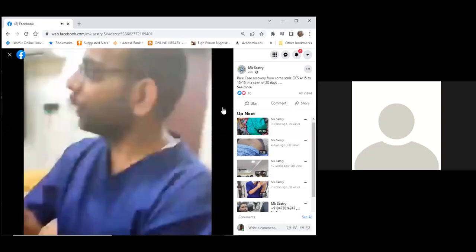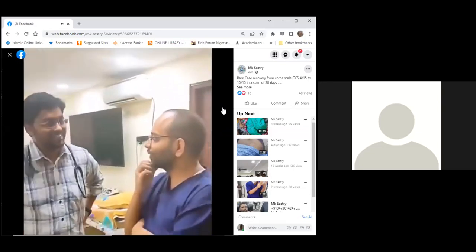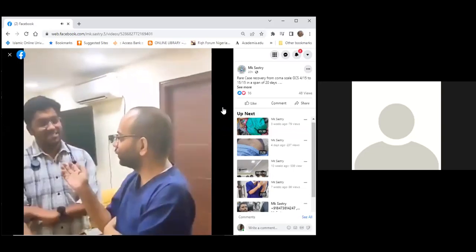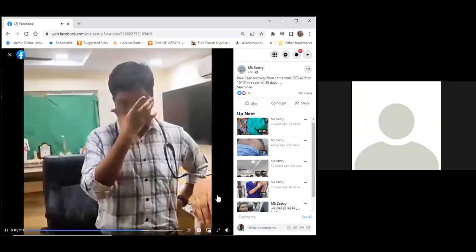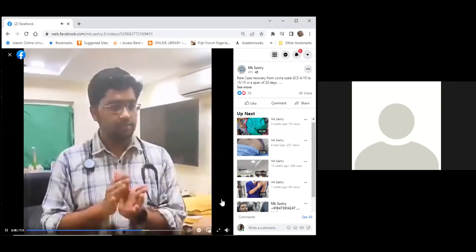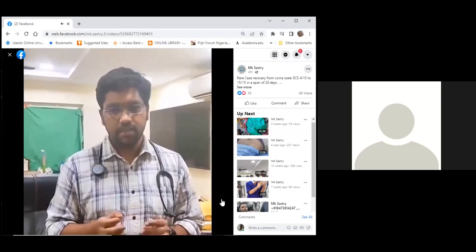So in 22 days, how do you find this recovery? You have been the physician to the patient. Initially, when I saw the patient, before 20 days, she was just bedridden. She was not even responding to commands.